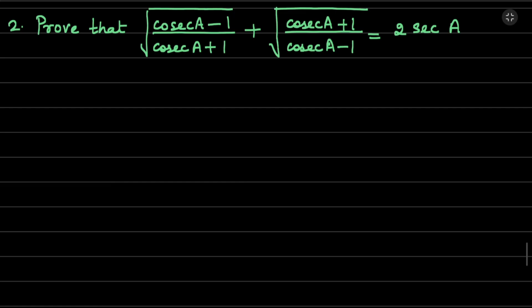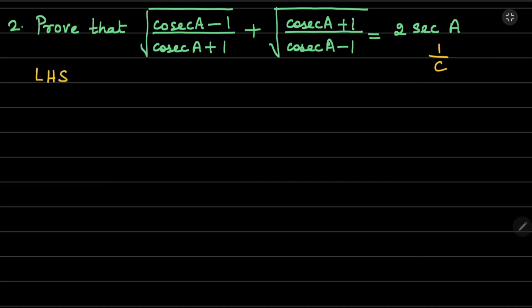Prove that square root of (cosec A minus 1) by (cosec A plus 1) plus square root of (cosec A plus 1) divided by (cosec A minus 1) is equal to 2 sec A. What is 2 sec A? Secant is nothing but 1 by cos. Now, let's do this.